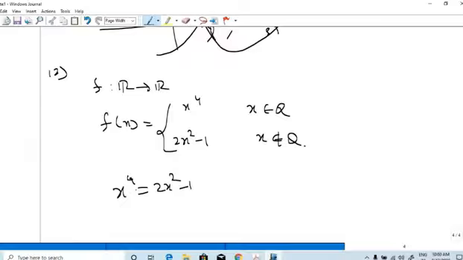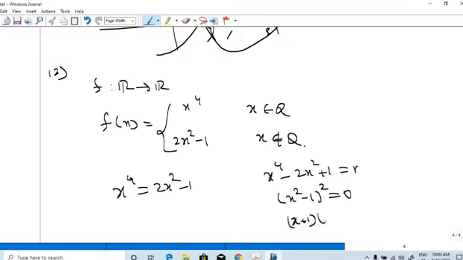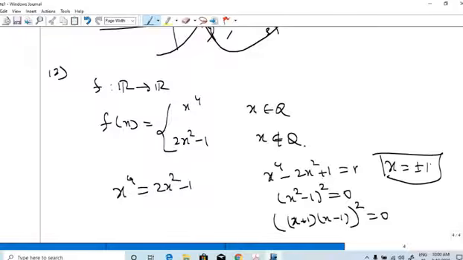So we can take x power 4 minus 2x square plus 1 equal to 0. This is nothing but x square minus 1 whole square equal to 0. Right? So therefore, this is x plus 1 into x minus 1, whole square anyway, equal to 0. Therefore, the solutions are x equal to plus or minus 1. So the values of x are either plus 1 or minus 1. Therefore, this function is continuous only at plus 1 and minus 1. All other points, the function is discontinuous.